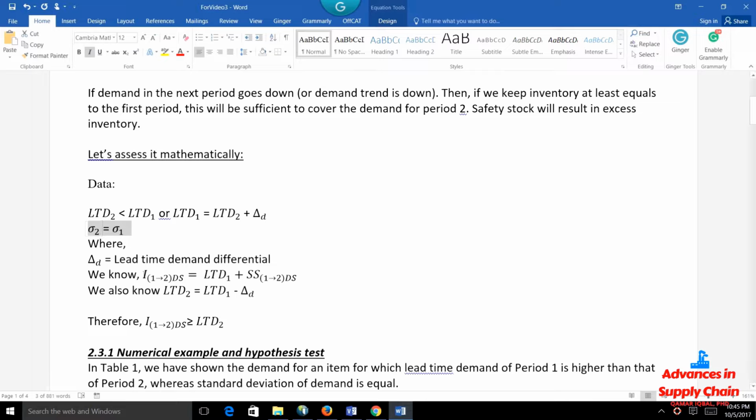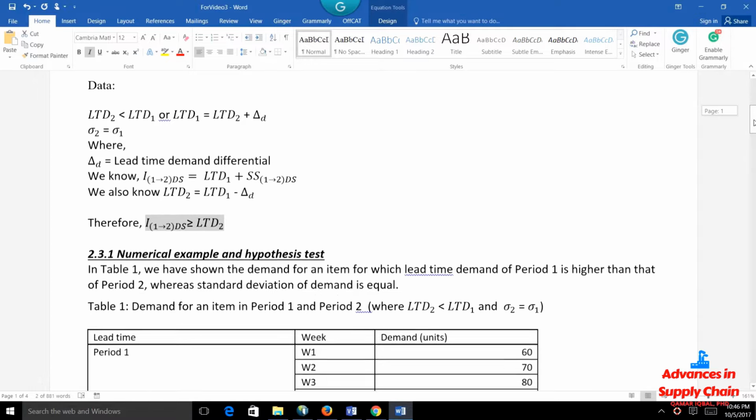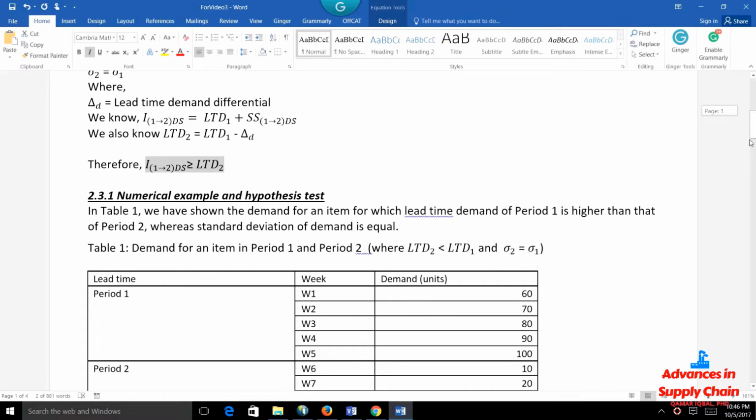Okay, so we know this inventory formula. Inventory for period 2 would be equal to lead time demand for period 1 plus safety stock for period 2, right? So we know that LTD2 is lower than LTD1, so we can substitute this into this equation. Then you will see that inventory for period 2 will always be higher than lead time demand for period 2. Okay, so let's solve a numerical example.